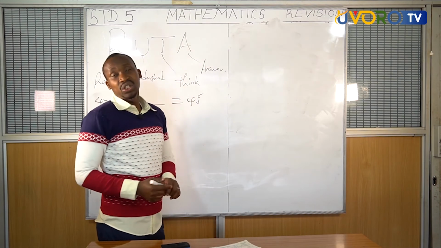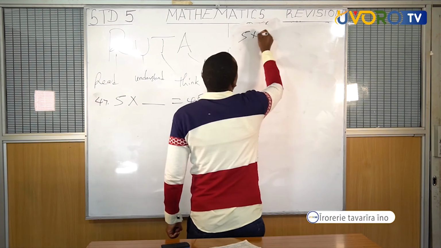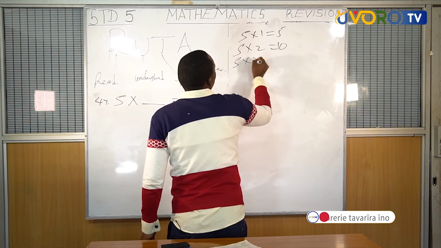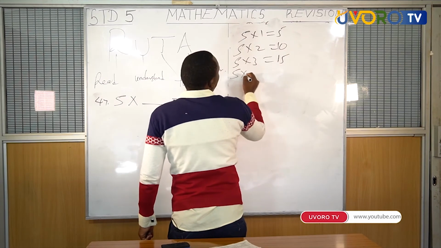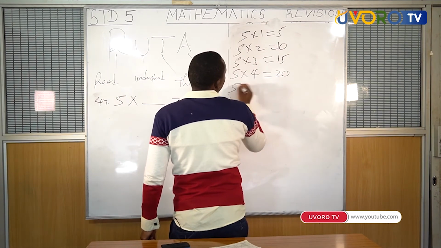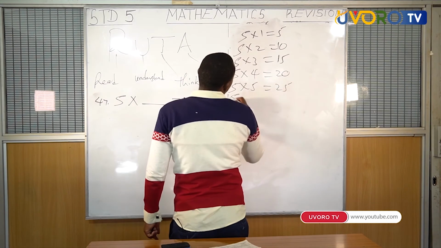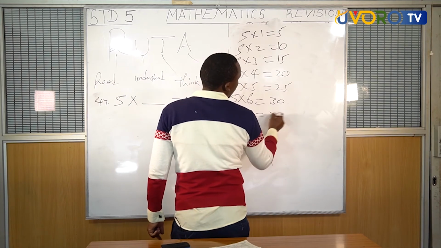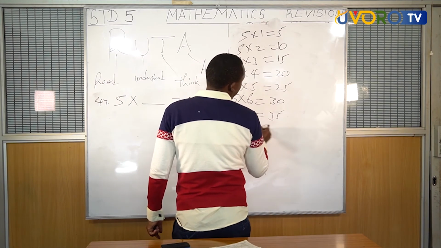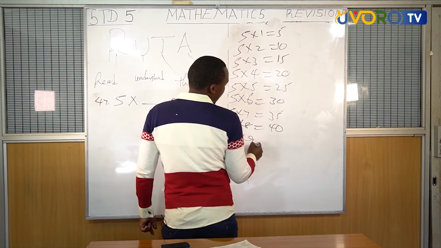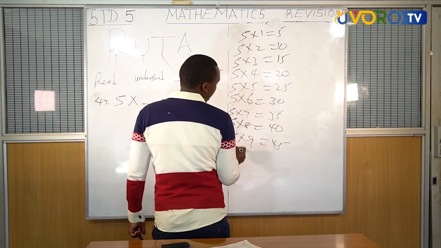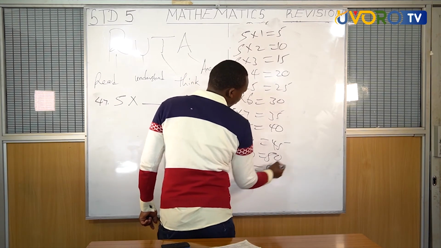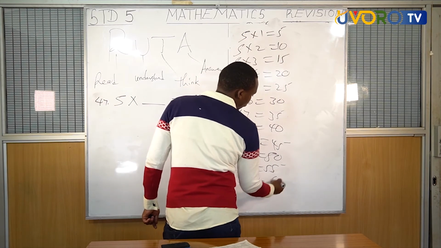You need to know the multiplication table of 5. 5 times 1 equals 5. 5 times 2 equals 10. 5 times 3 equals 15. 5 times 4, 20. 5 times 5, 25. 5 times 6, 30. 5 times 7, 35. 5 times 8, 40. 5 times 9, 45. 5 times 10, 50. 5 times 11, 55. 5 times 12, 60.